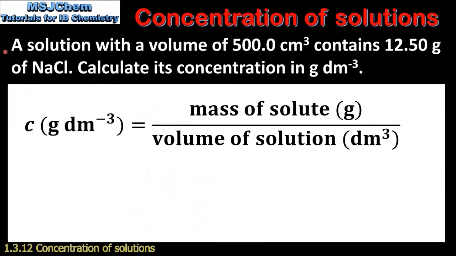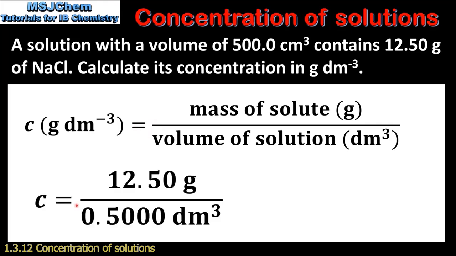In our first example, we have a solution with a volume of 500 cubic centimeters that contains 12.50 grams of sodium chloride. Calculate its concentration in grams per cubic decimeter. So to do this, we'll divide the mass of the solute in grams by the volume of the solution in cubic decimeters. So next, we substitute the values into the equation. The mass of sodium chloride is 12.50 grams, and the volume of the solution is 500 cubic centimeters.